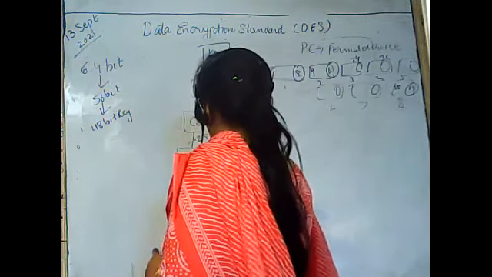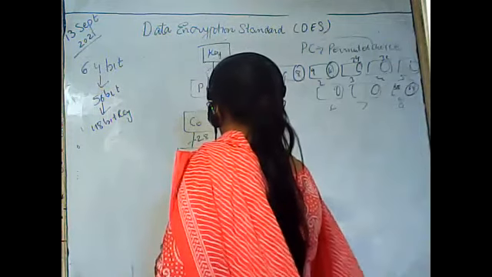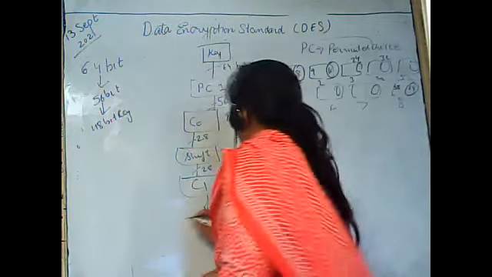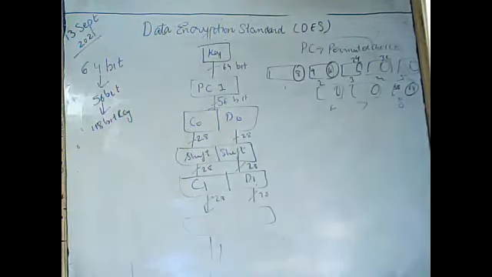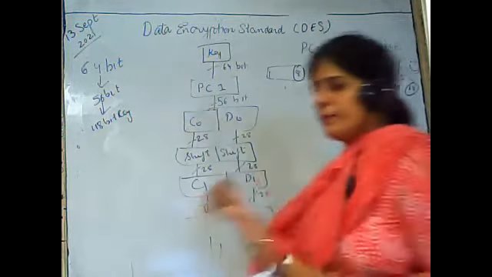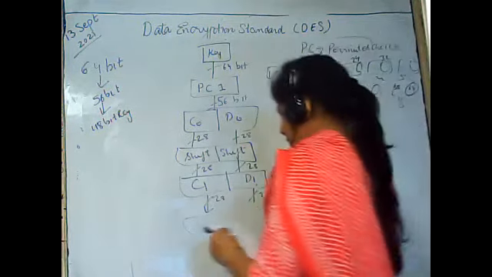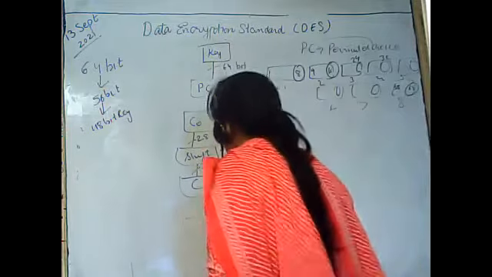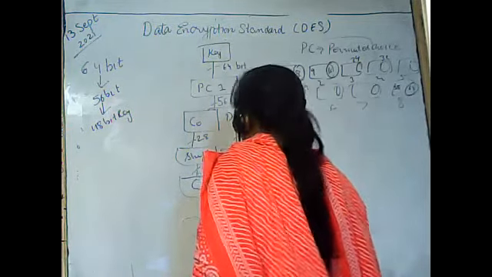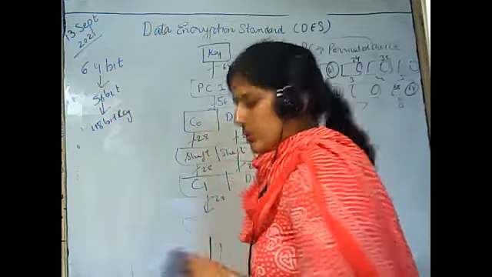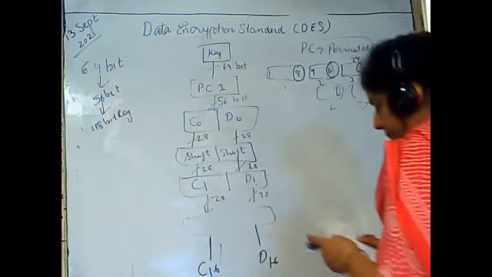Again, we will perform the shift over here. So in total, how many shifts will we follow? That is 16 shifts. So it will work till C16 and D16. So this shift will occur.